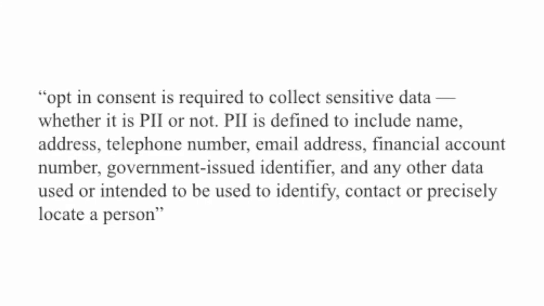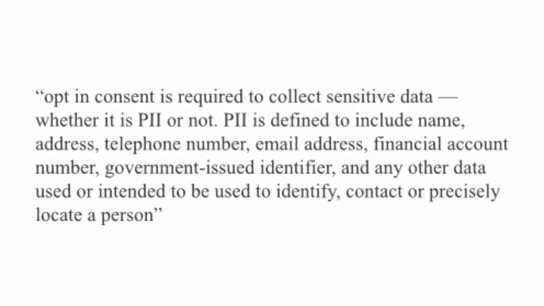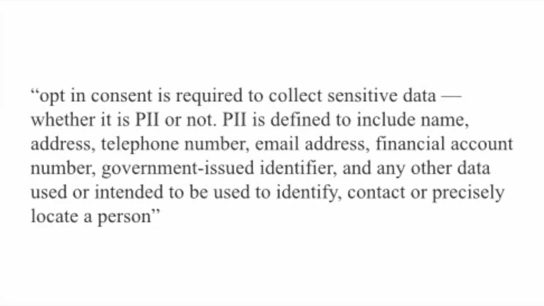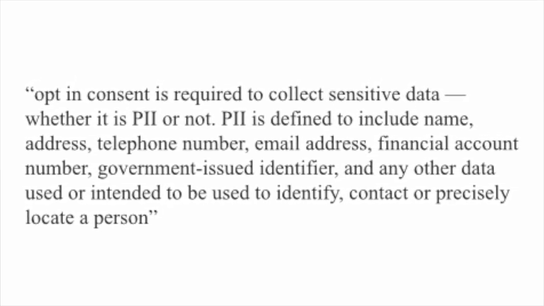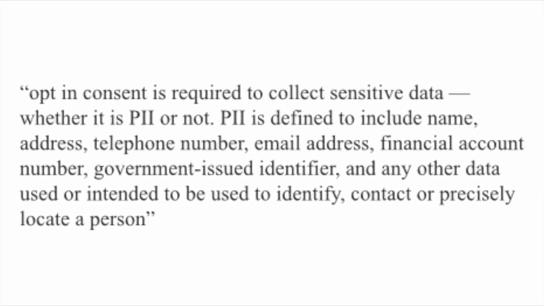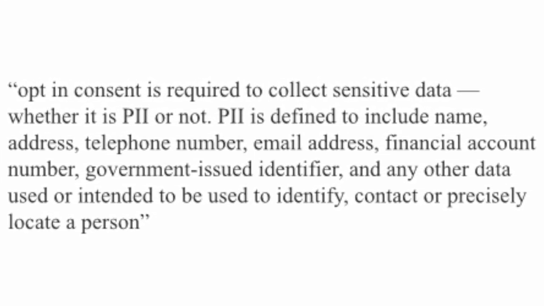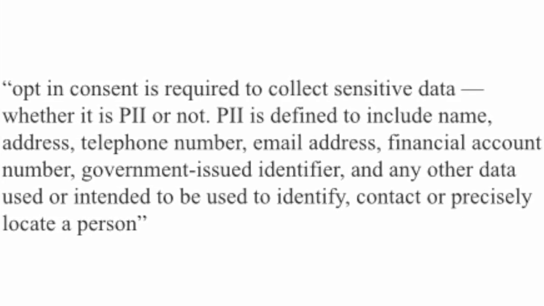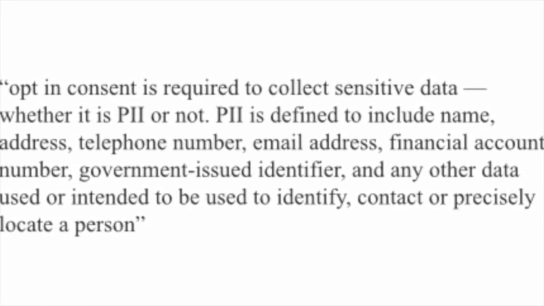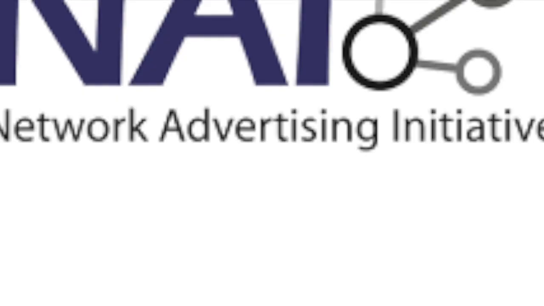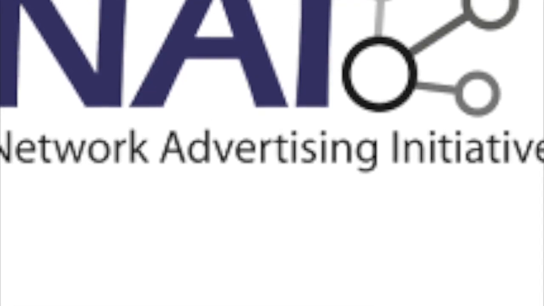Online browsing, can, should, and may companies combine offline and online data to learn about you, mentions that, quote, opt-in consent is required to collect sensitive data, whether it is PII or not. PII is defined to include names, address, telephone numbers, email addresses, financial account numbers, government-issued identifiers, and any other data used or intended to be used to identify, contact, or precisely locate a person, unquote. There are laws that regulate companies' retentions of PIIs.